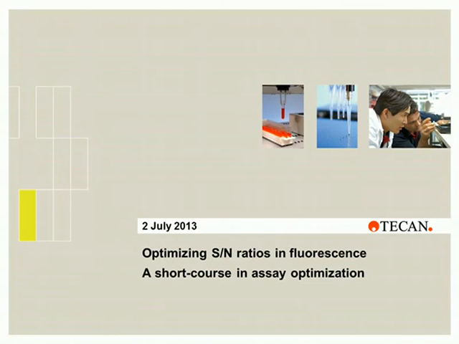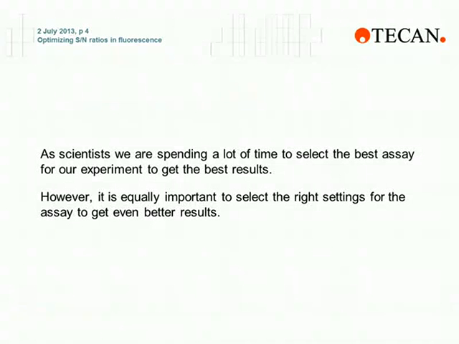As mentioned, I'm Tom. I work as an application specialist for Tecan, and today I'm here with the second webinar of Tecan's webinar series, and our topic is the optimization of signal-to-noise or blanking ratios in fluorescence. As scientists, we spend a lot of time to select the best assay for our experiments to get the best result. However, it's equally important to also select the right settings on your multimode reader for the selected assay to get even better results.